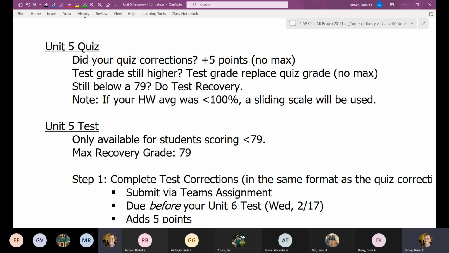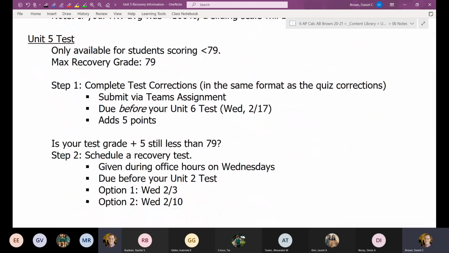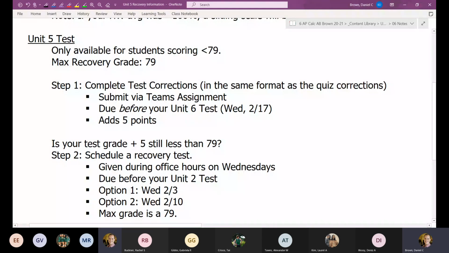And then for how the test recovery works, I'm going to focus on that. Again, the cap is 79, so if you have 79 or higher, then you're not doing recovery. Still look over your mistakes, but there's really nothing you can do to pull that grade up.